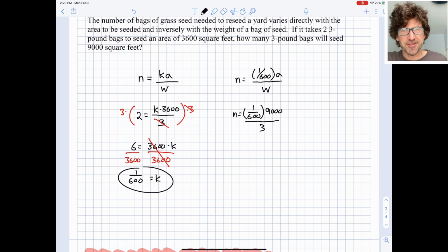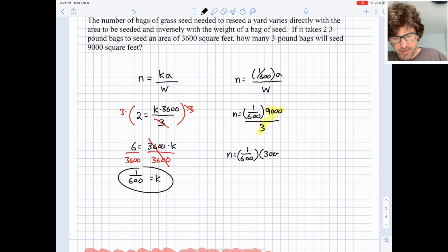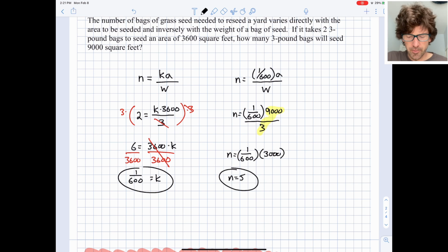I'm going to try to run through this in my head. I'm going to work with 9,000 over 3 first. That seems to be pretty friendly. So I'm going to get n is equal to 1 over 600 times 3,000. And 3,000 divided by 600 would be 5. So that would be our solution there. We would need 5 bags in that particular scenario of a 9,000 square foot area needing to be seeded.